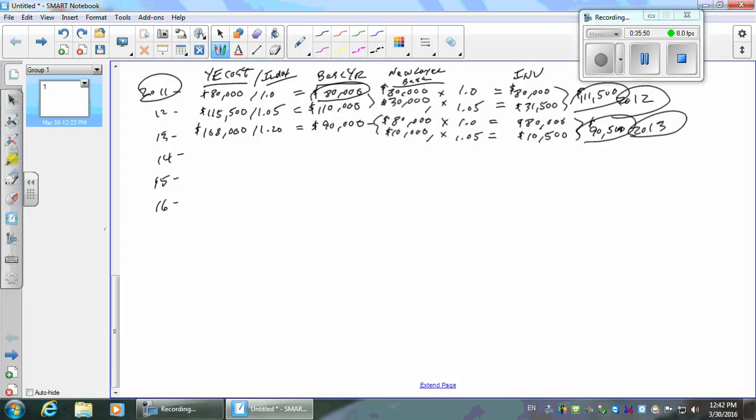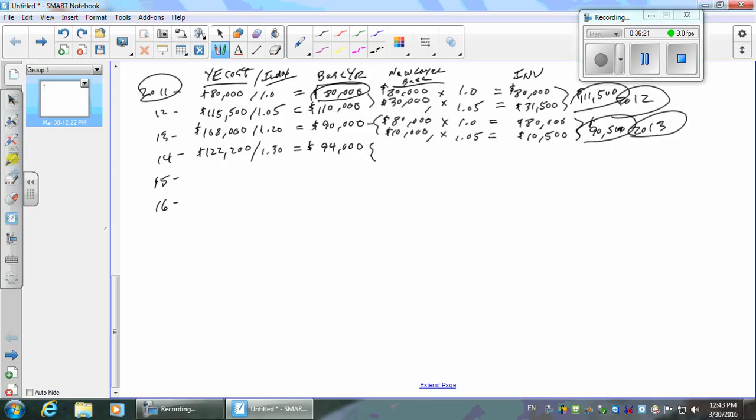Okay, so 14. What's 2014? 122.2. Okay. What's the price index at that time? 130. 1.30. It costs $1.30 to buy what you could have bought for $1 in 2011. What's 1.3 divided into 122.2? 94,000. Nice of them to make the numbers turn out good.